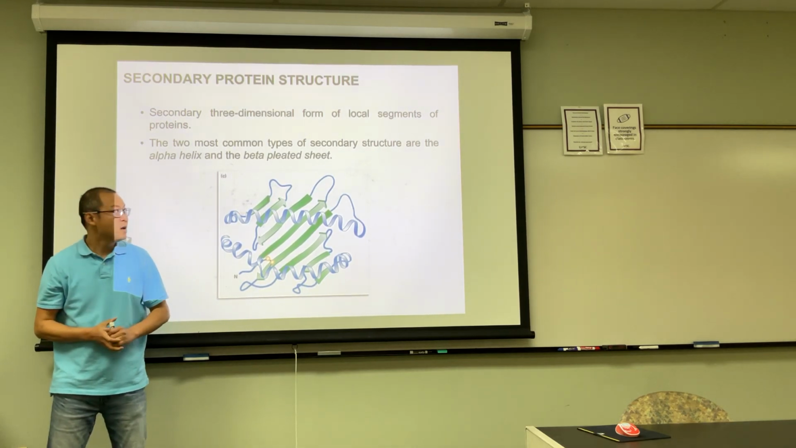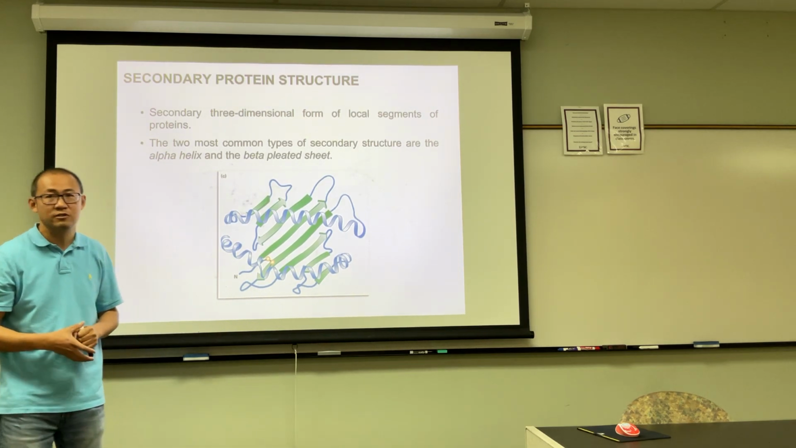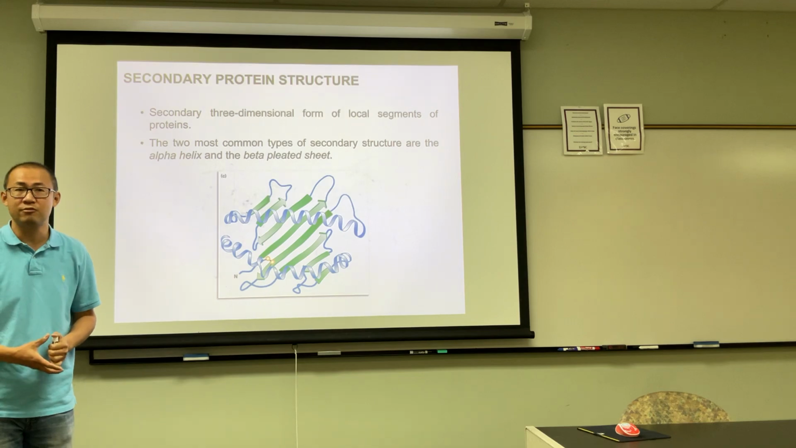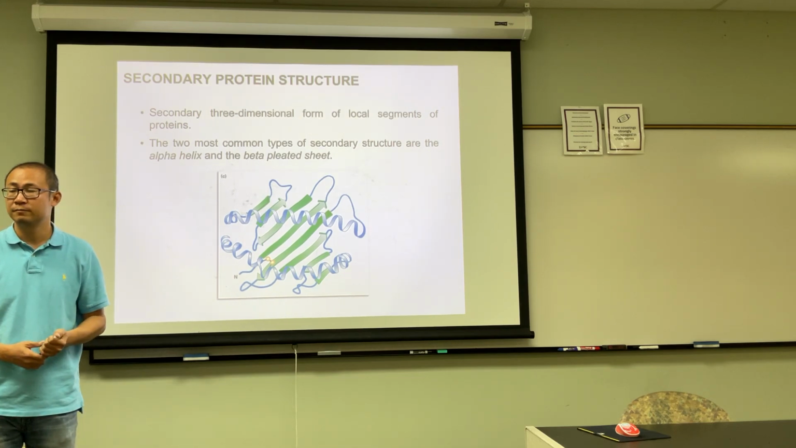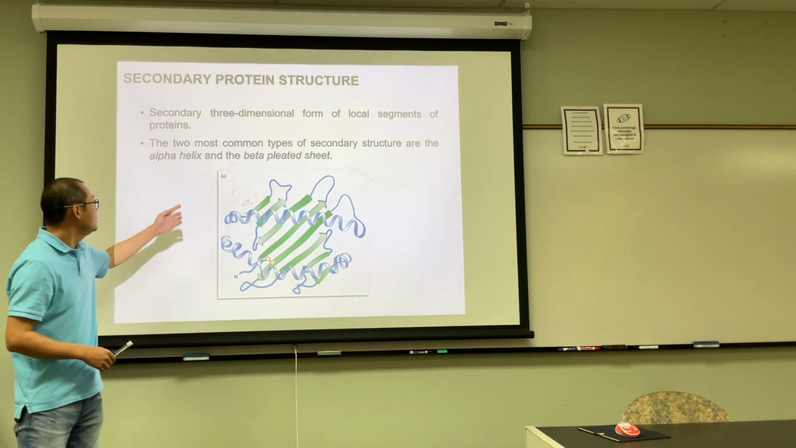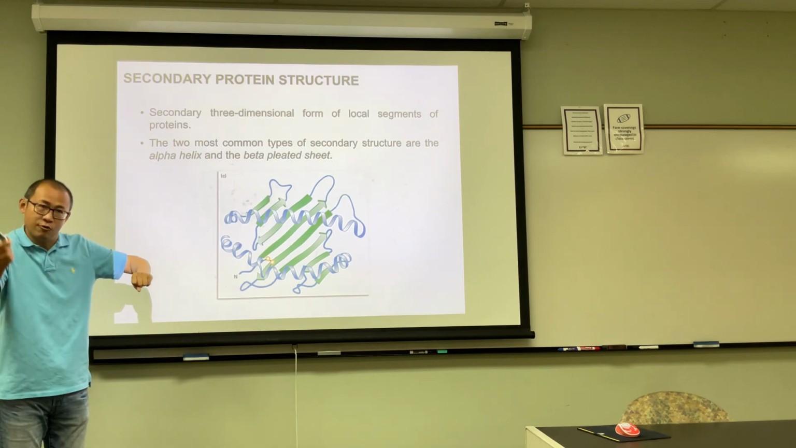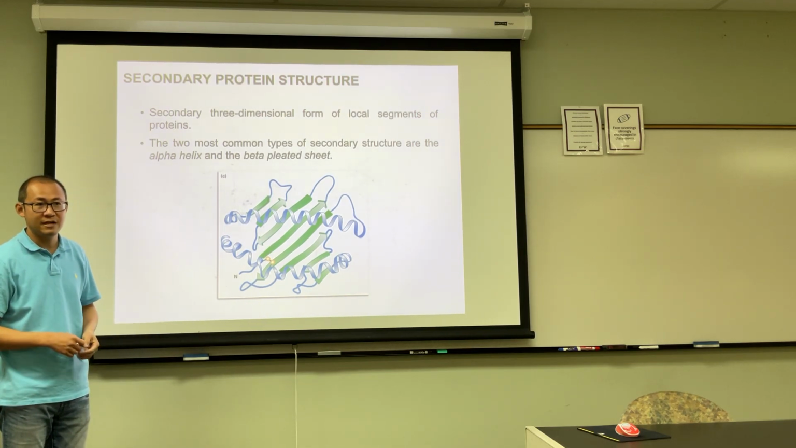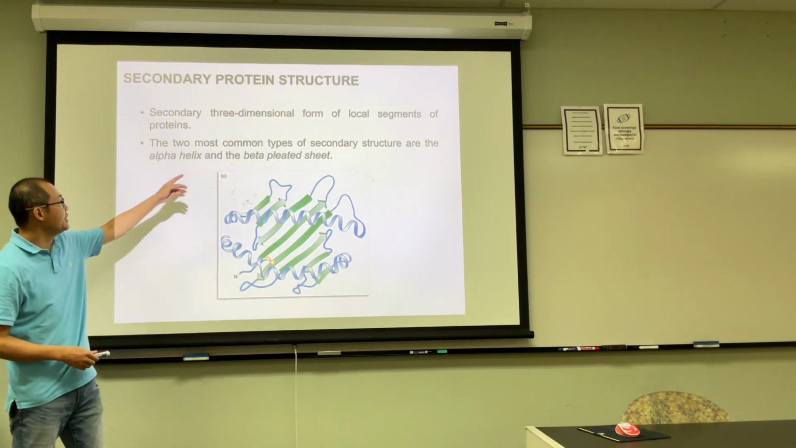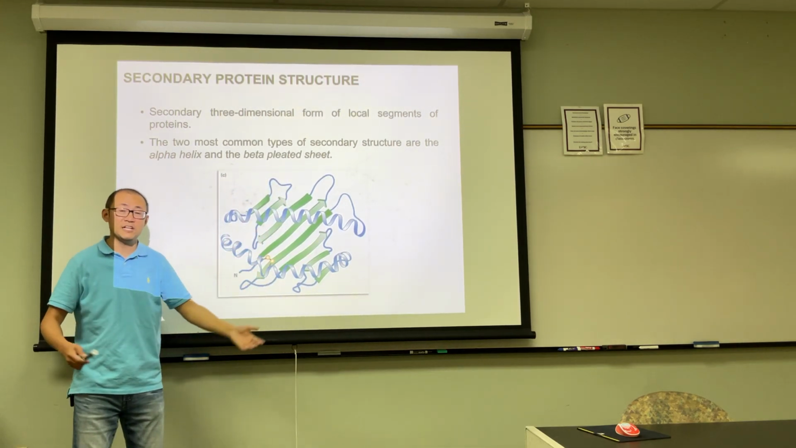There are mainly two types of secondary structure, or two forms of secondary structures commonly seen in the protein. One is called the alpha helix. You can use the Greek letter alpha as well; you don't have to write down the word alpha. Another one is called the beta pleated sheet or beta sheet.